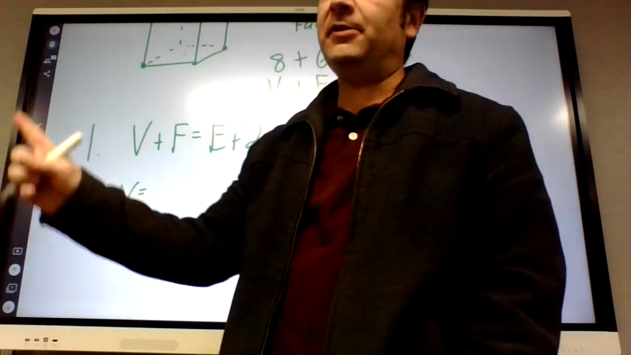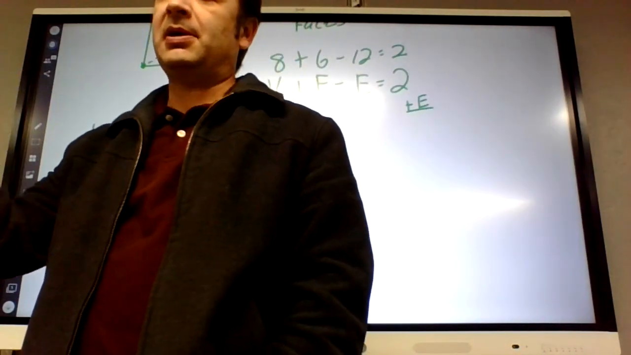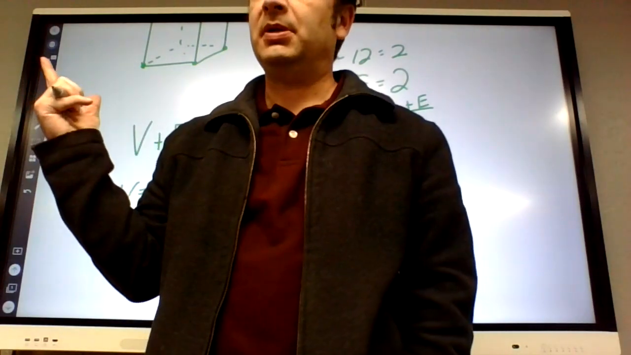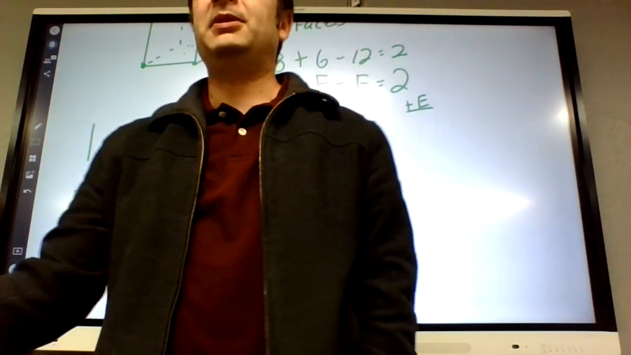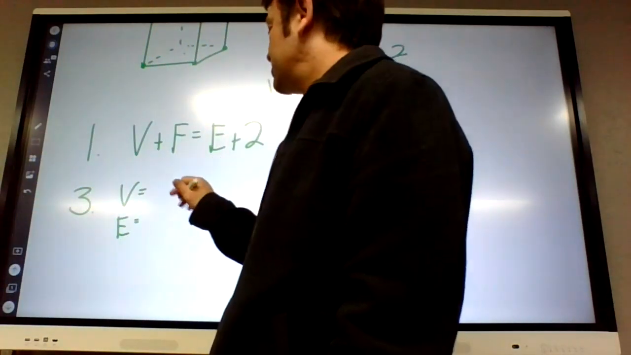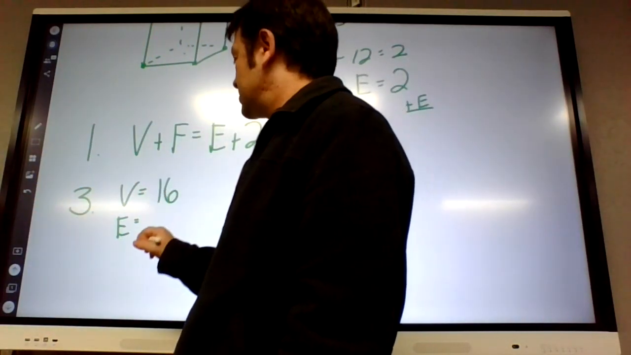So, how many vertices are on the top of number 3? 8, because it's an octagon. How many are on the bottom? 8. Any in the middle? No. So there's just 8 plus 8, 16.